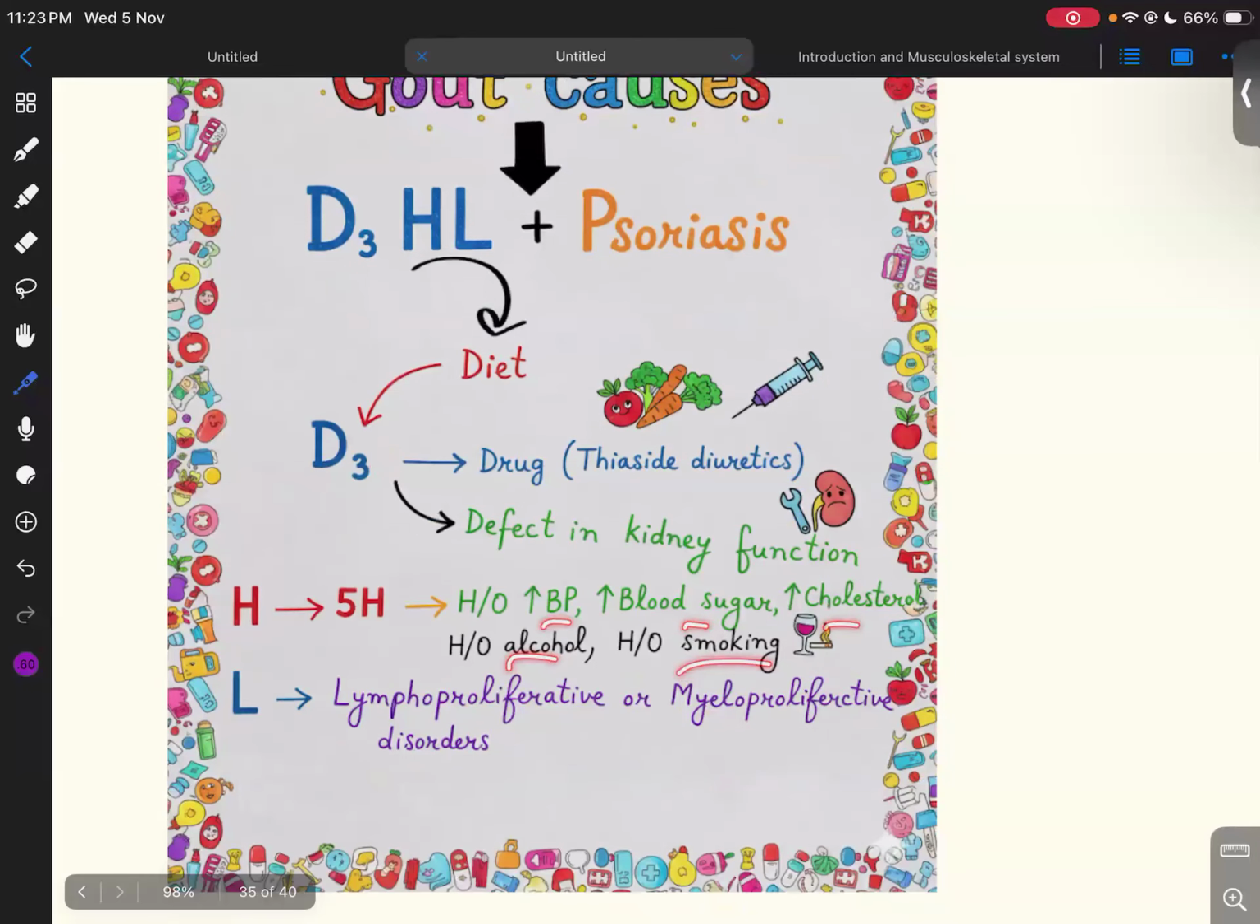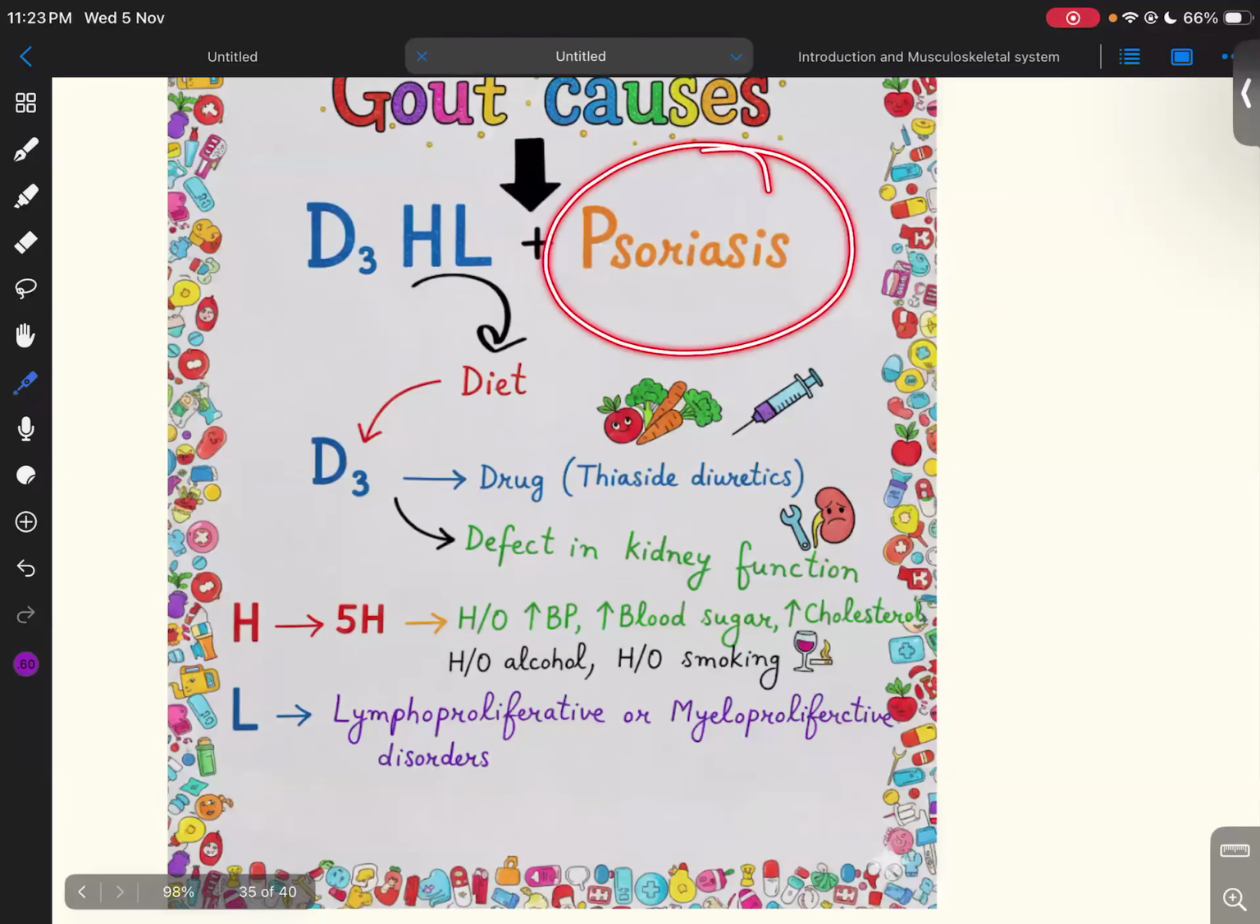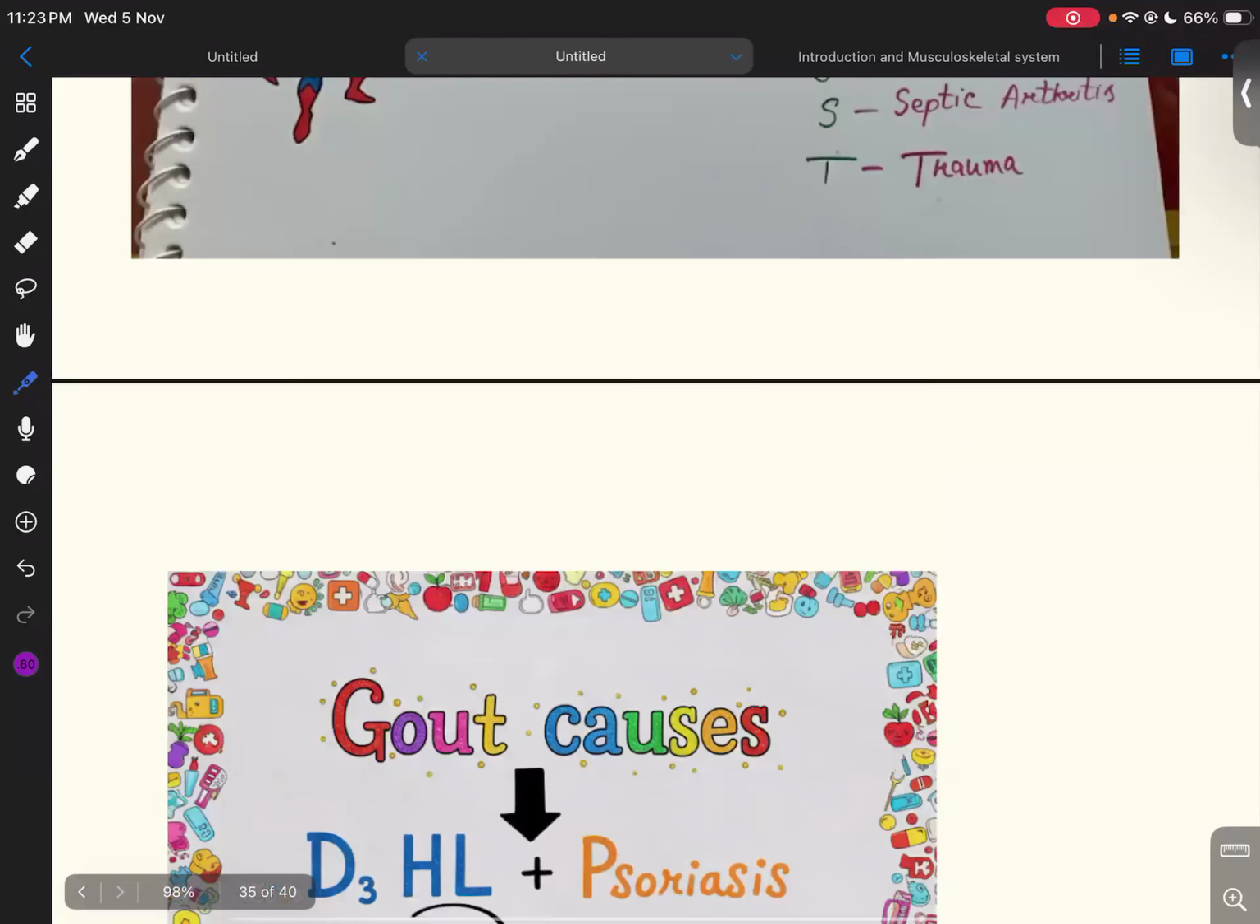Then we have to ask about the L, that is any lymphoproliferative or myeloproliferative disorder. To rule it out, just ask the triple L. So what goes for triple L? L goes for loss of weight, another L goes for loss of appetite, another L goes for lumps and bumps in the body. So by asking D3HL, and for psoriasis, we have to ask whether there is any skin rash or not, we can rule out gout.